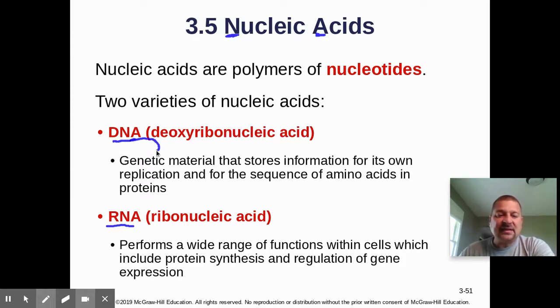Okay, the DNA, that's our genetic material. Going to store all the information on how to make those proteins that we talked about in the last video, in what order to put all those amino acids. RNA has a wide range of functions, from protein synthesis to gene regulation, and some even act like enzymes.